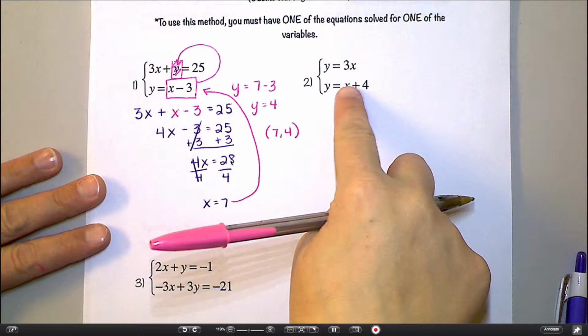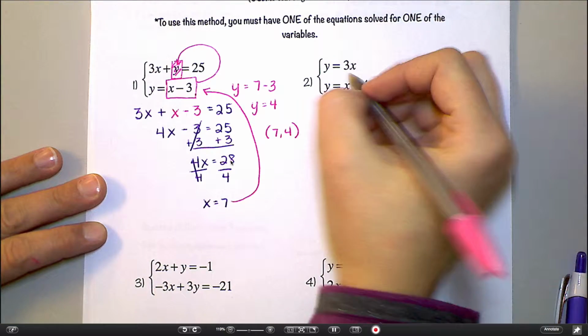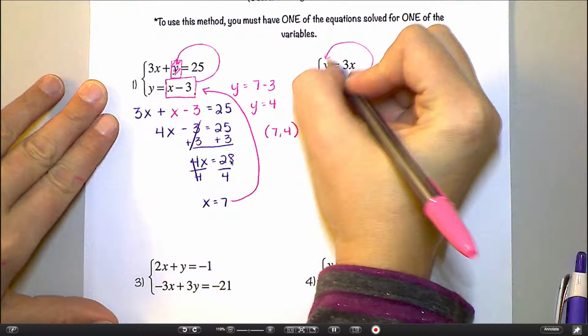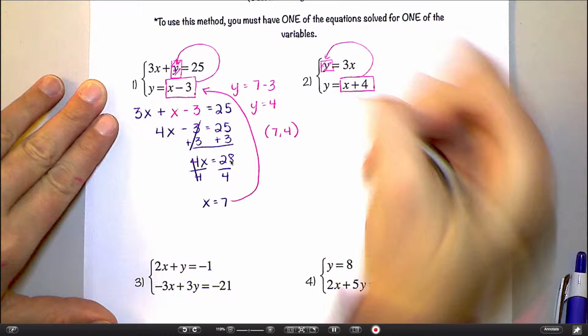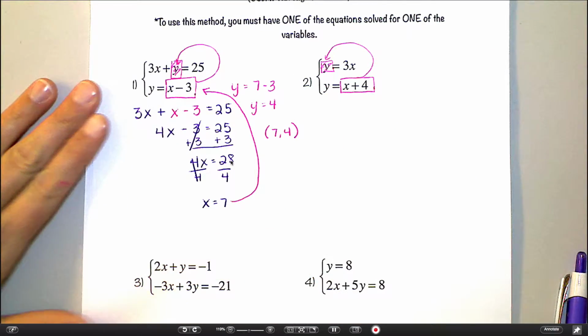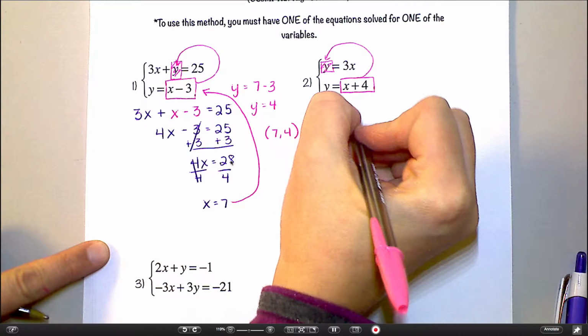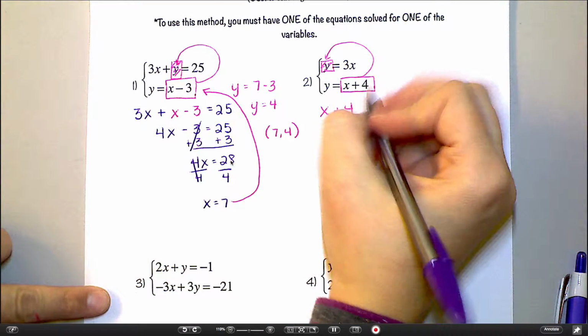So I'm going to take what y equals down here and plug it in for y up here. Could I have gone the other way? Yeah. Sure. I could have gone this 3x down in place of this y also. That's going to give me x plus 4 equals 3x.